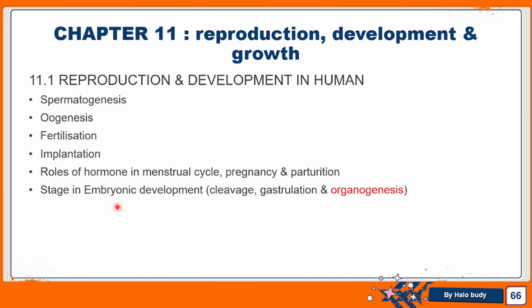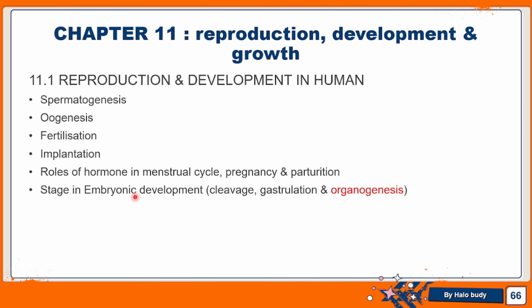In SPM level, you do not learn this. You only learn about after implantation, then it will form a zygote. So this period, the implantation period to form the zygote, is what we call embryonic development. We call it forming the embryo, the baby that you see in ultrasound.